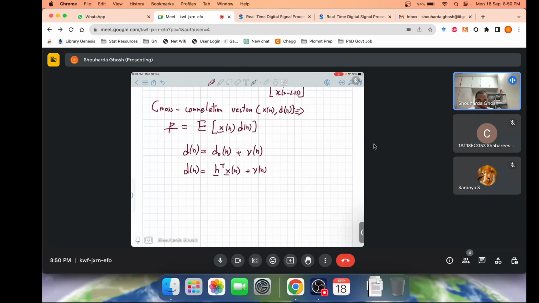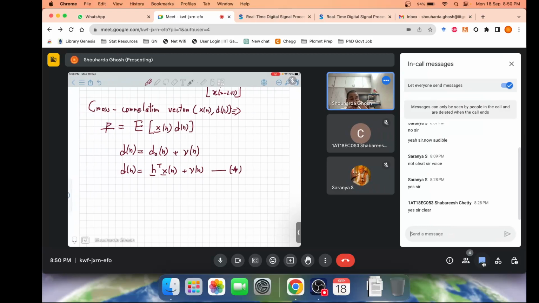Is this point clear? Shabdish and Sharanya? You can write in the chat box.